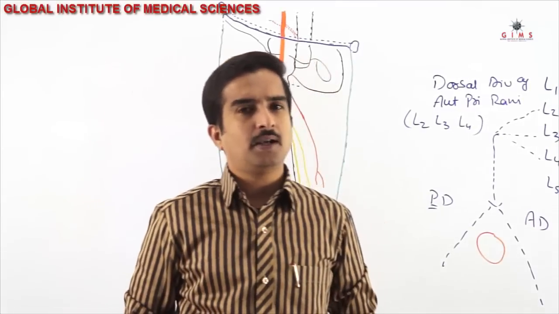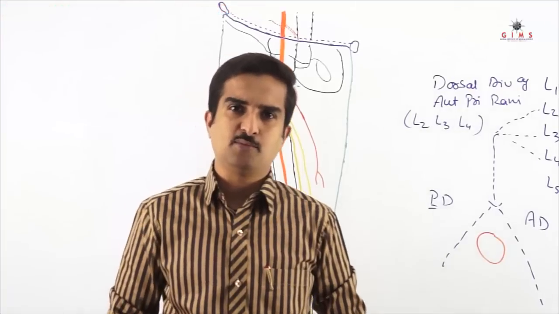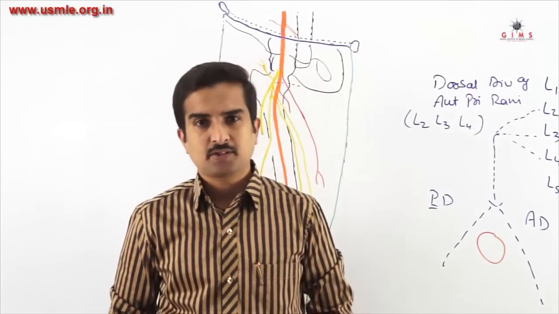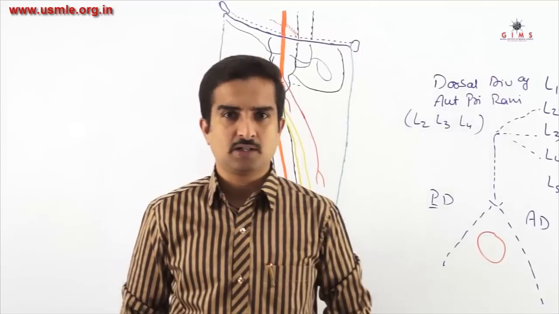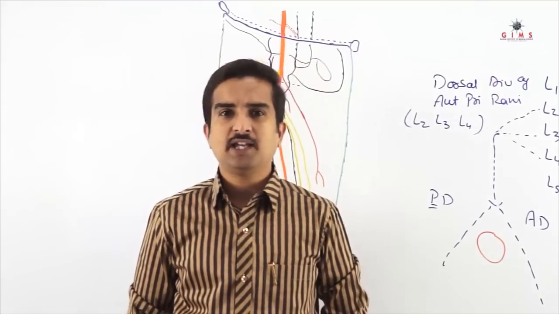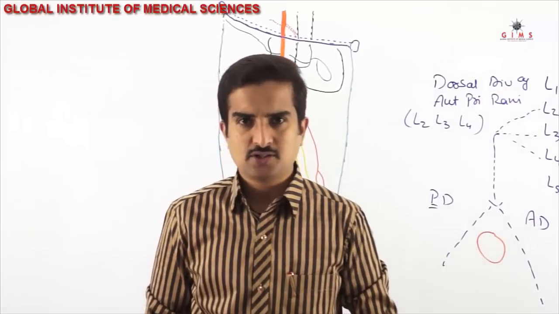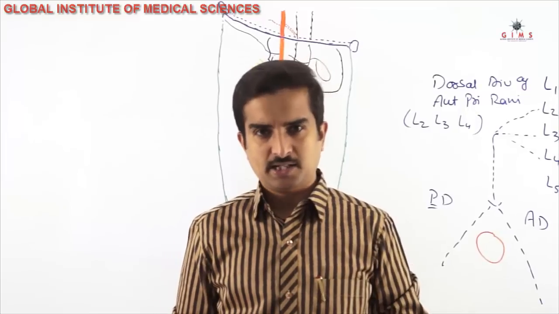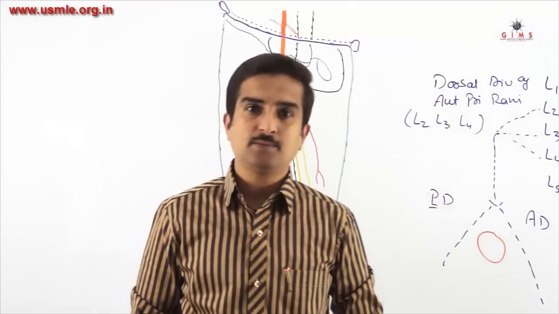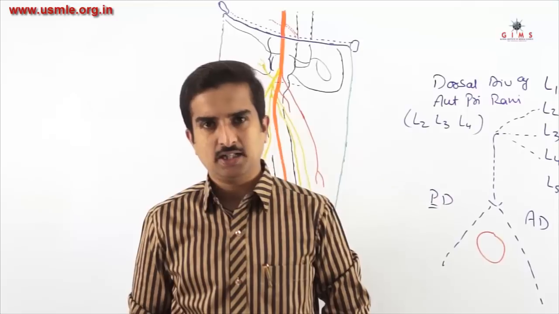Now, after we discussed the origin as well as the course of the femoral nerve, now we shall discuss the branches of the femoral nerve, or we can say the distribution of the femoral nerve. The femoral nerve has various branches: muscular branches, cutaneous branches, articular branches, as well as vascular branches. Okay, so now we shall discuss one by one in detail.